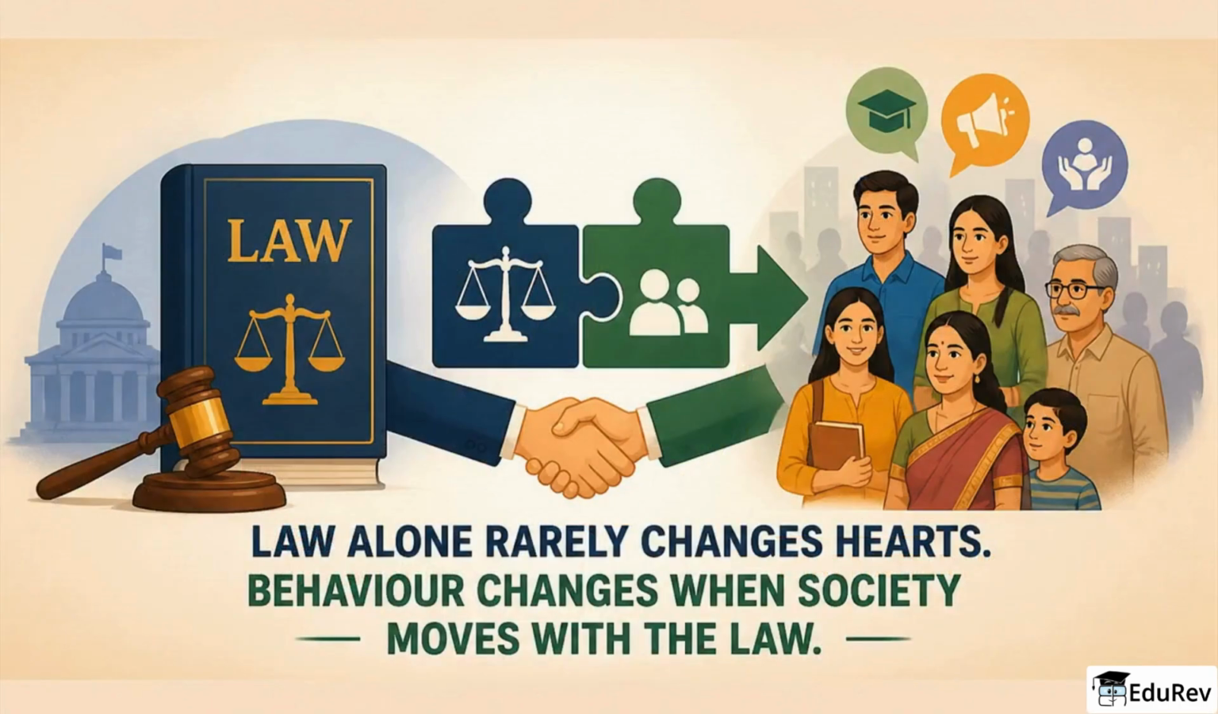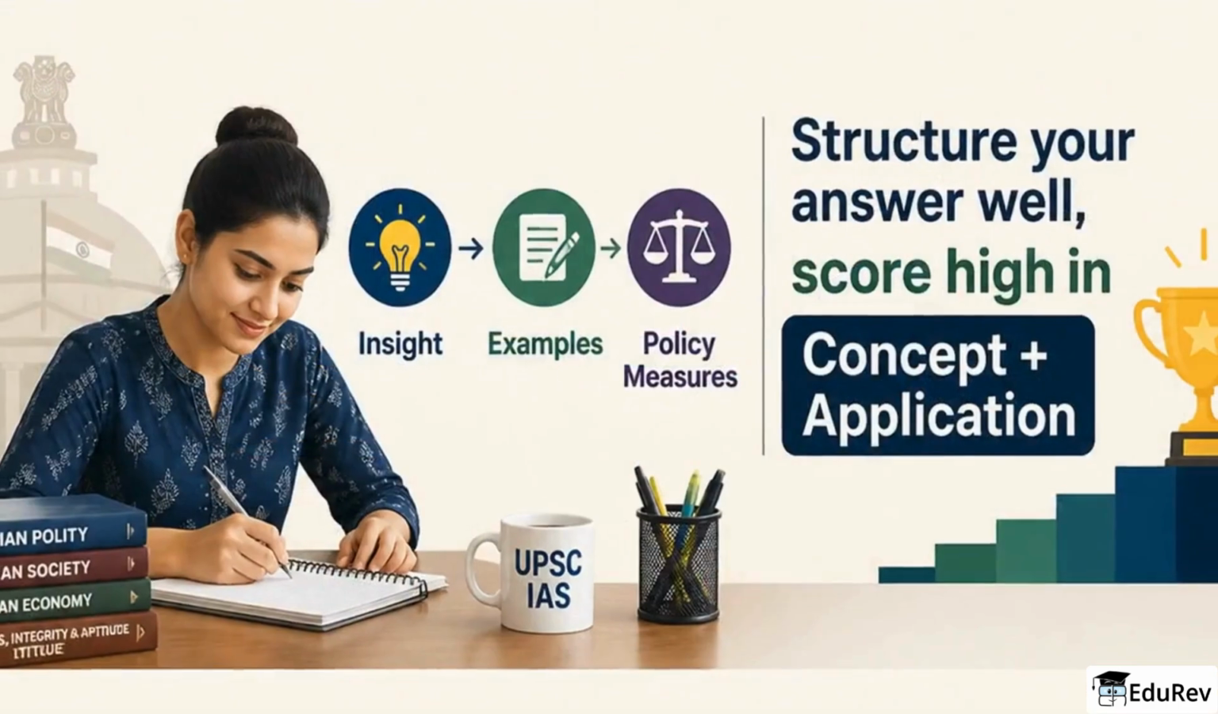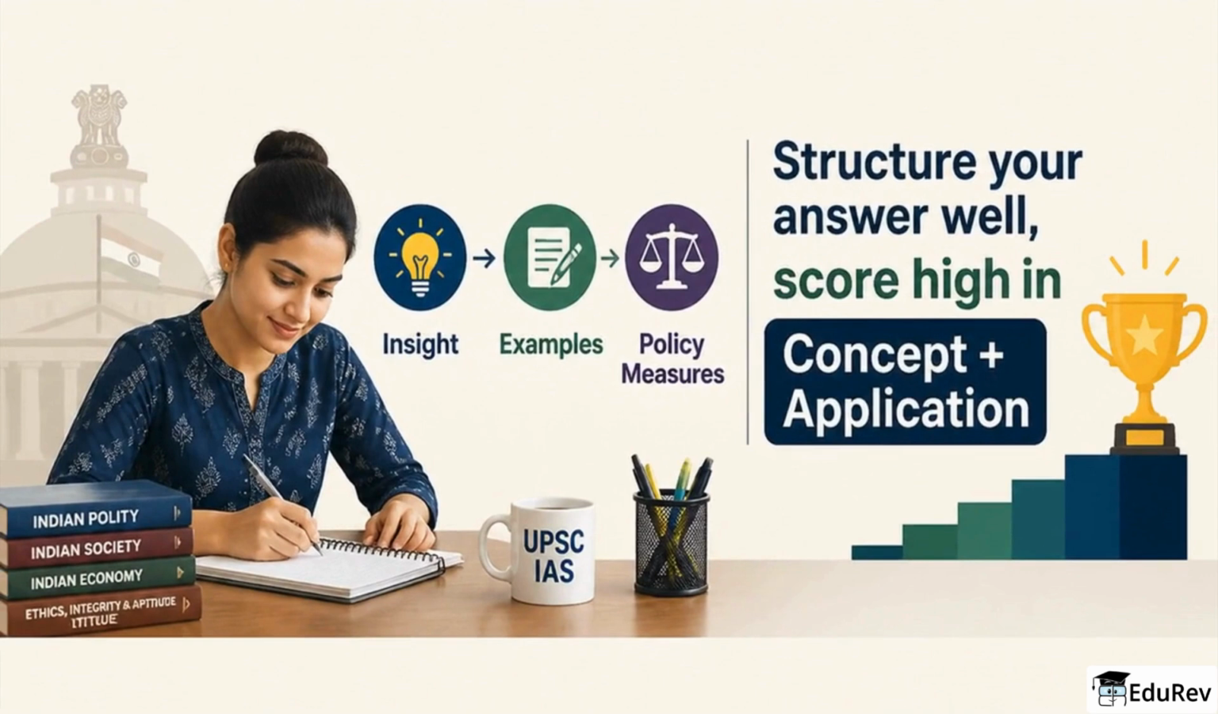Remember this key idea that many aspirants miss. Laws rarely change hearts by themselves. They change behavior more reliably when social incentives and public opinion move with the law. If you structure your answer around that insight with examples and policy measures, you will score well on both concept and application in UPSC papers.